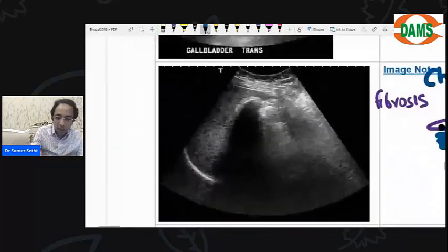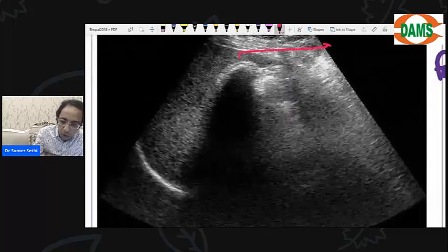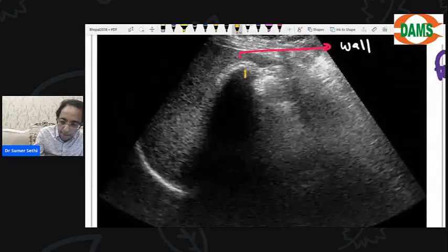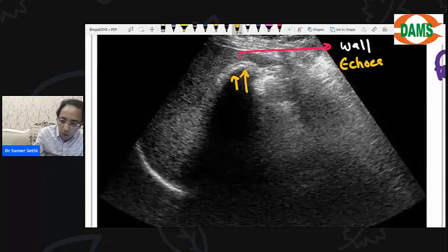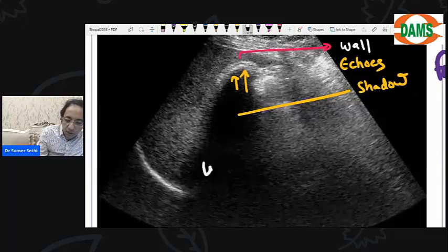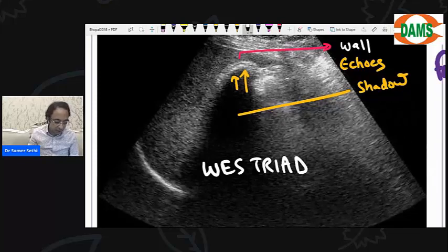Please see with me. Now see in this patient, this is an ultrasound image showing you the gallbladder wall. This is the gallbladder wall, okay. This is your echoes because of the stone, and then you see shadow behind it. This is what you might have studied in surgery as West triad.